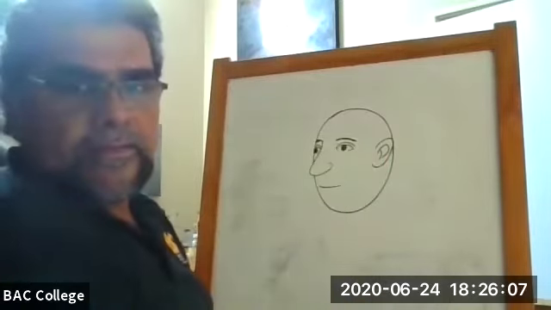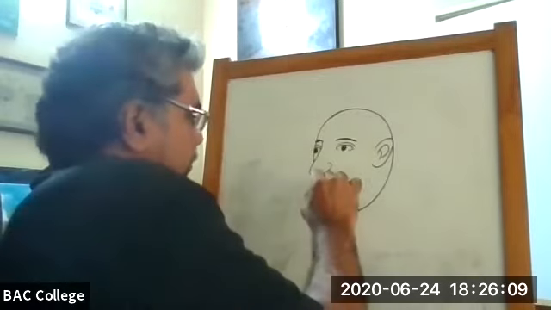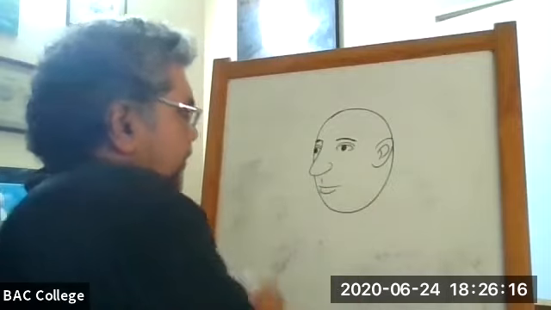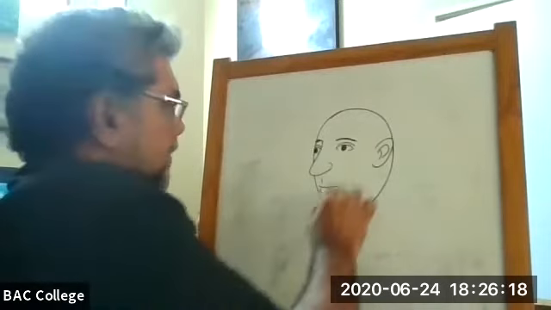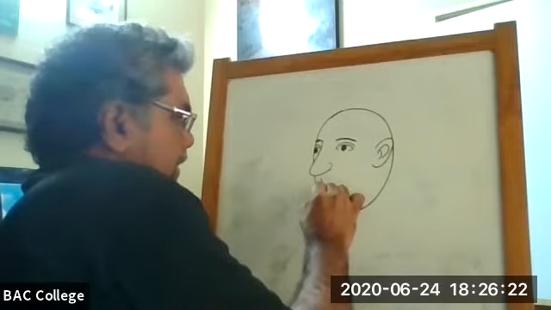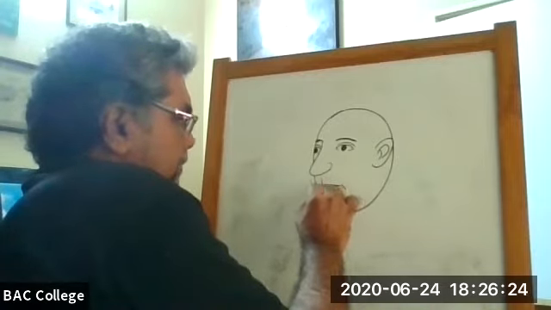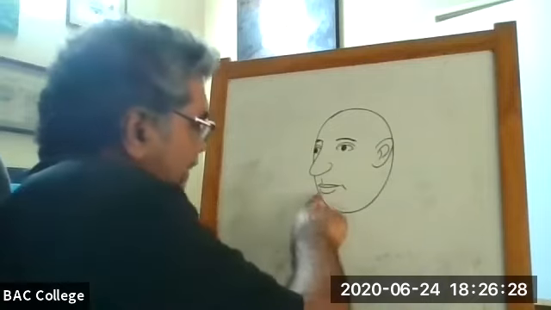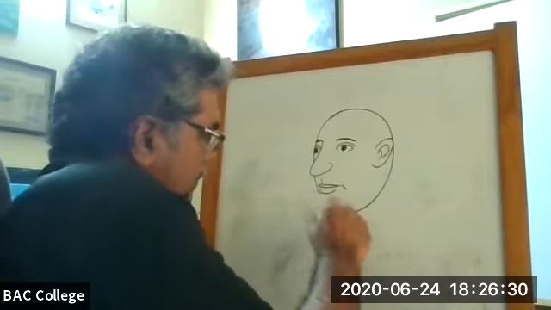And then the mouth. You can get the line here, and the lower lid like this, and a line. And if you want, you can get a thin upper lid, like that. Okay, let's get him a nice chin.